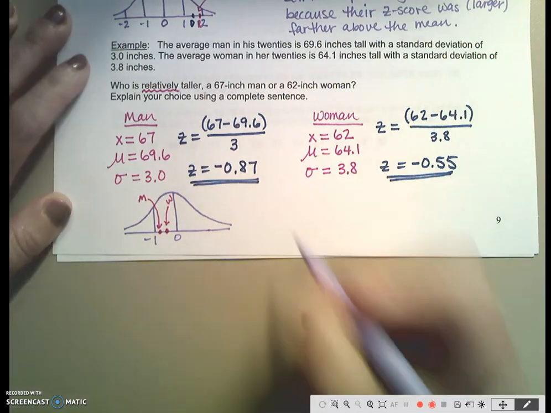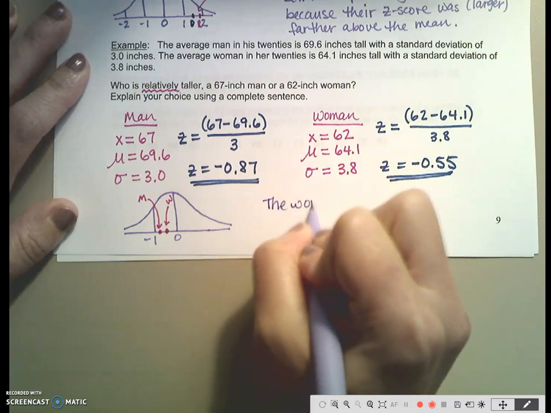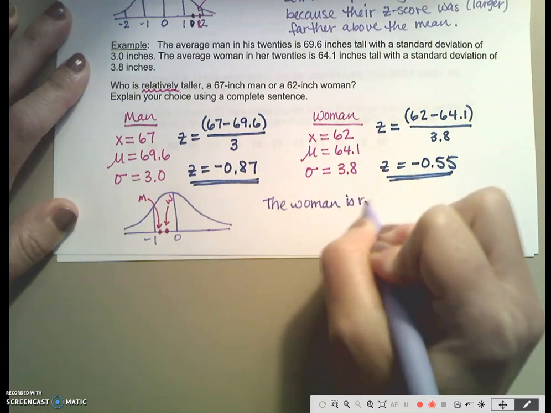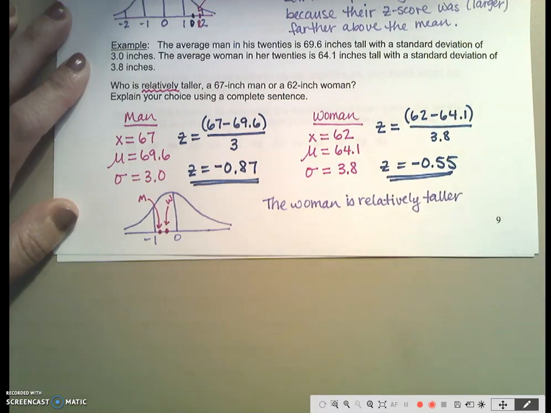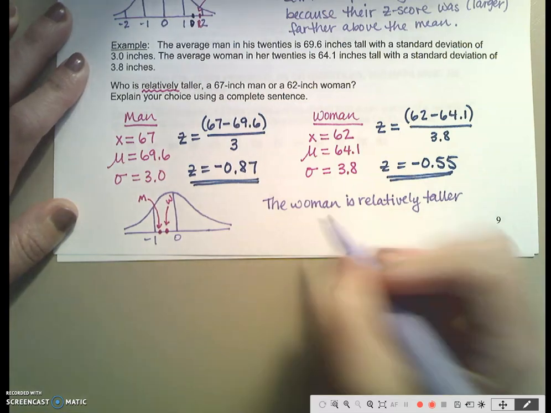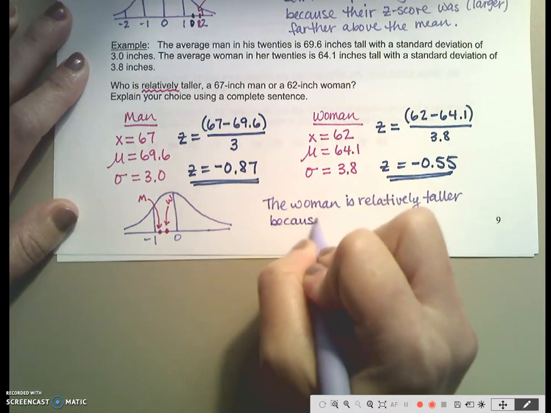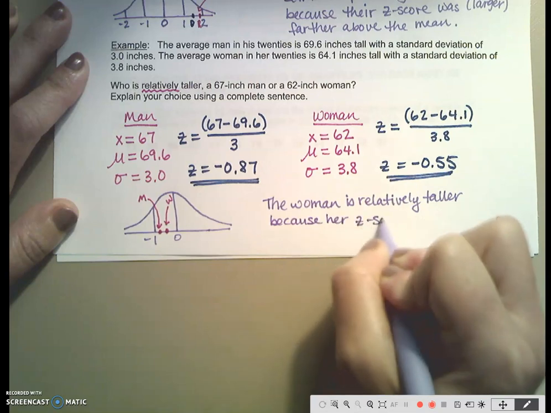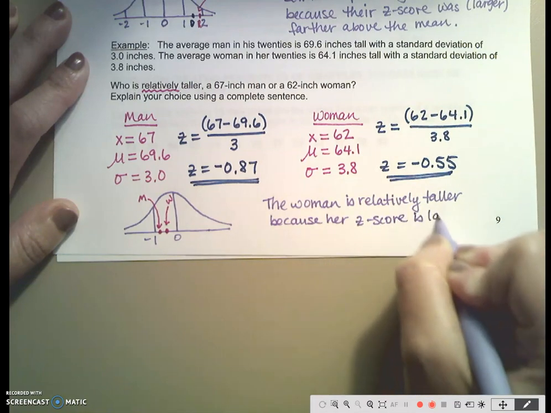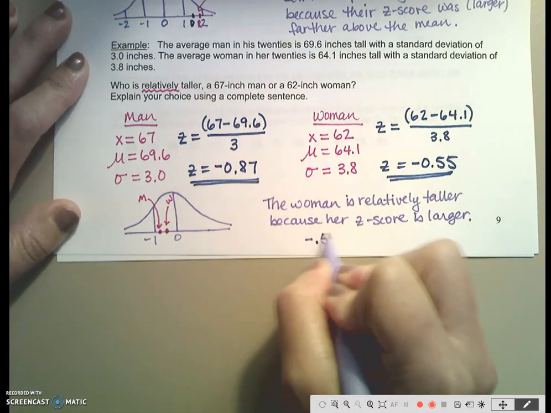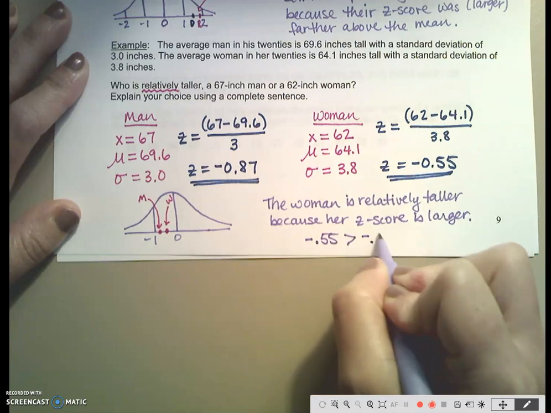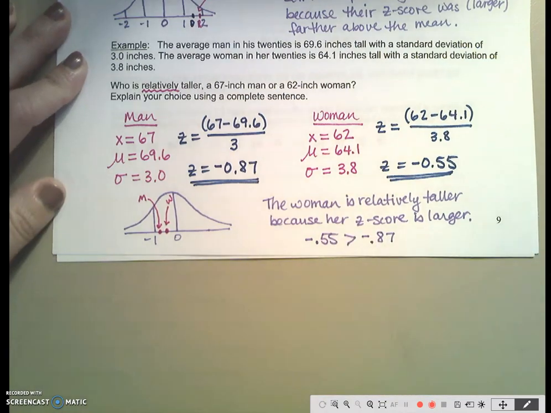And it says explain your choice using a complete sentence. So the woman, kind of the same reasoning. Her z-score is larger. So negative 0.55 is bigger than negative 0.87. So that would make her actually taller because her z-score is larger. So that's how you compare z-scores.